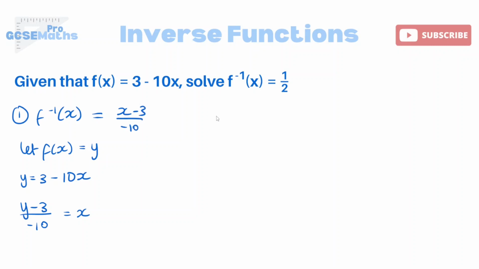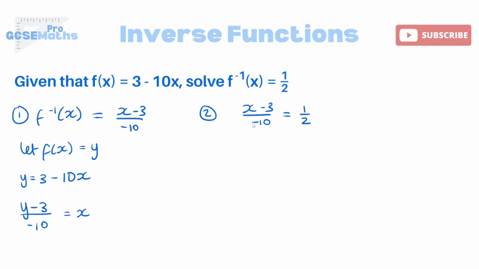So that's the inverse function. Then we can actually write it as an equation and solve it. So we know that (x minus 3) over minus 10 is equal to a half. Now we've just got an equation, haven't we? It's not even functions anymore. It's just an equation that we need to solve.